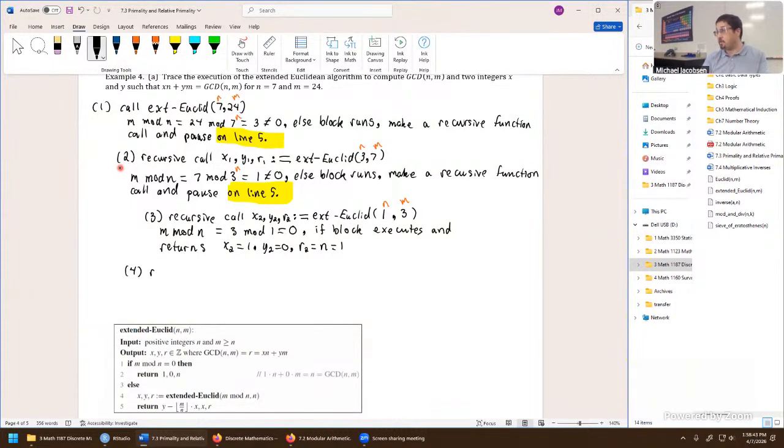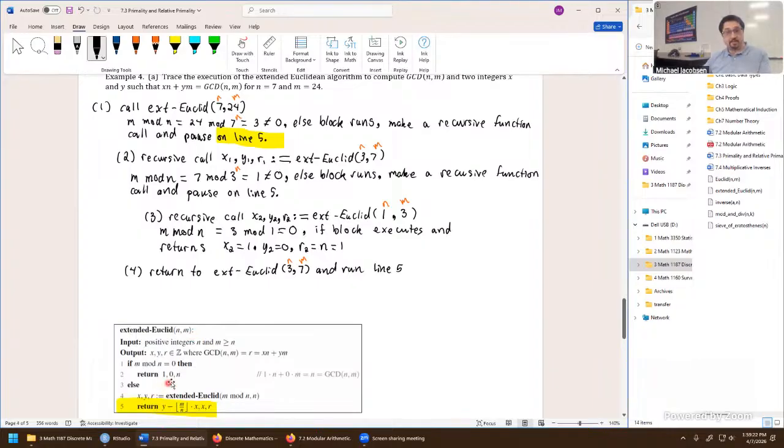Step 4, return to extended Euclid 3, 7 and run line 5. So we're unpausing that line 5 on this one specific function call, 3, 7. So that's going to be the n value, the m value. Let's take that off. We're on this line 5 now. And it has a very particular format to that function return.